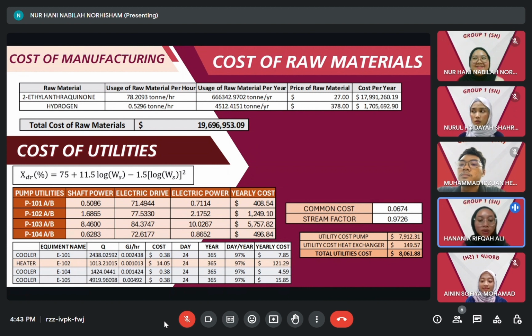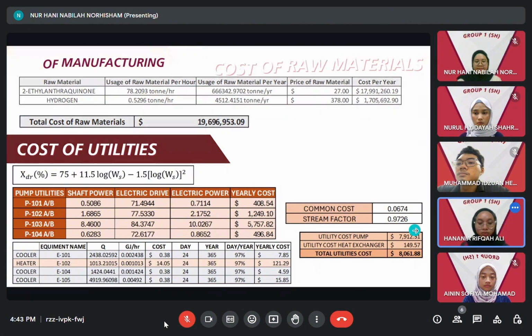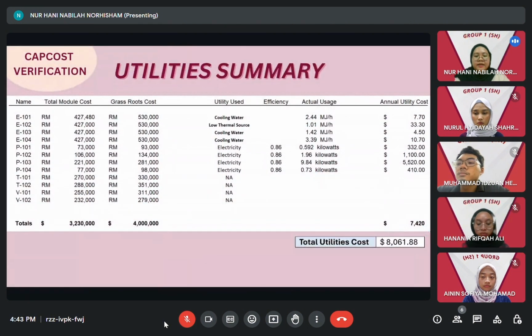For pump, we have 4 pumps. We calculate the shaft power by using the heuristic, and then we use this formula and also stream factor of 1.9726 to calculate the electric drive. For electric power, we use shaft power divided by electric drive, and then we got the total cost of pump is $7,000. So next is heat exchanger. We have 3 coolers and 1 heater. So the utility cost of heat exchanger is $149. So the total utility cost is $8,000.